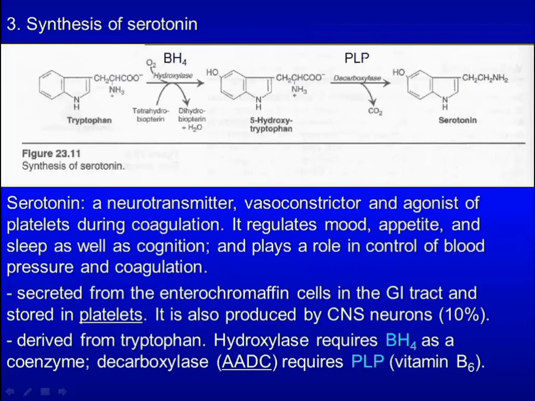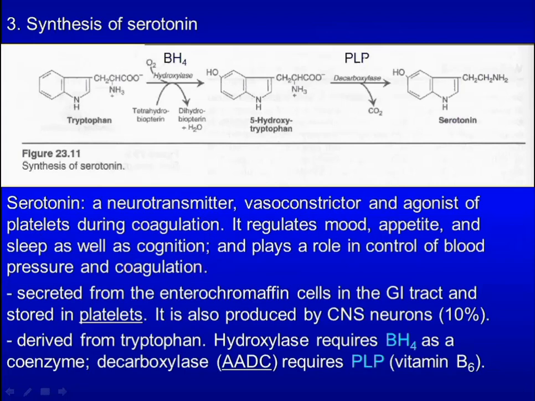Serotonin is a neurotransmitter, vasoconstrictor, and agonist of platelets during coagulation. This is serotonin. Serotonin regulates mood, appetite, and sleep, as well as cognition. It also plays a role in control of blood pressure and coagulation.